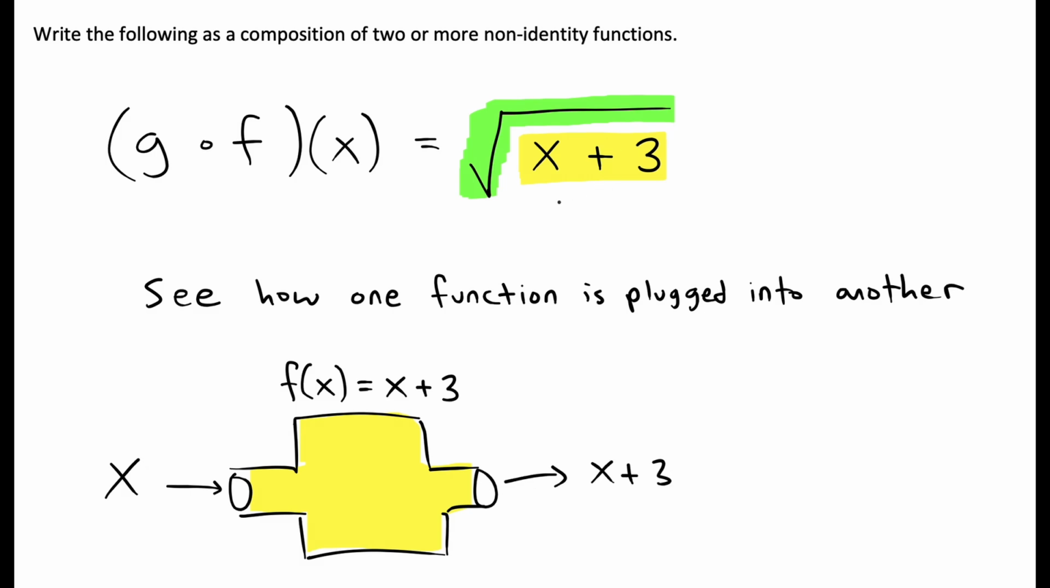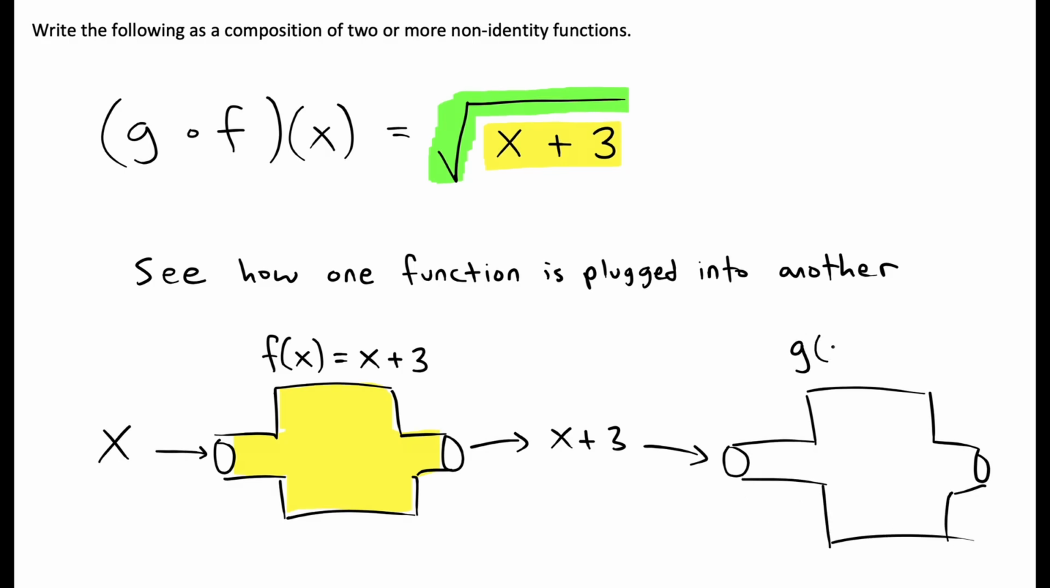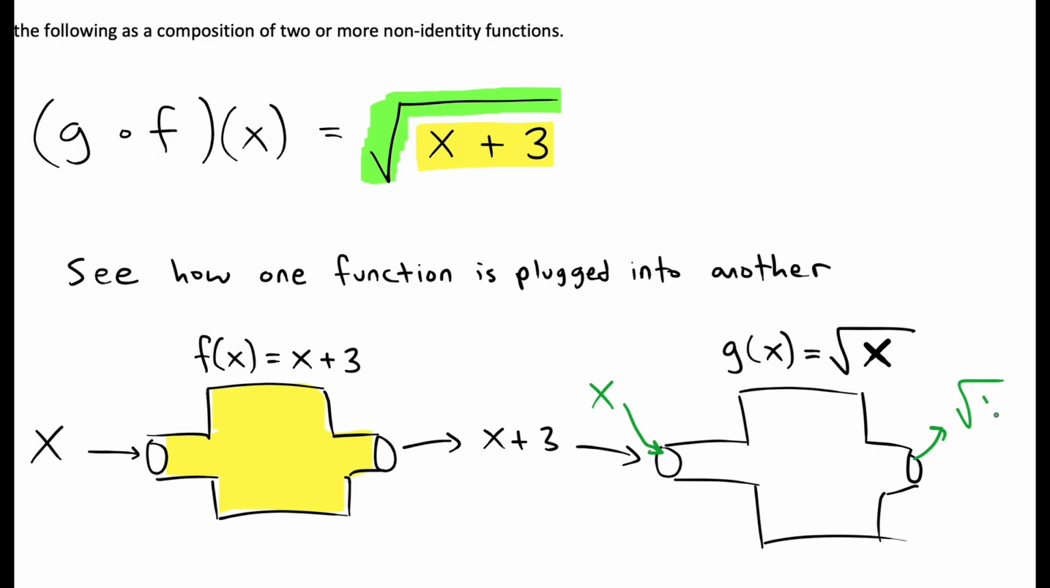But then, according to order of operations, after we do the addition of 3, there's going to be a square root taken. And so that could be thought of as another function machine doing a square root on an input. This machine could be called g of x, and it's going to be taking a square root of an input. But when we write function notation, we let the input be x. And so this function would be called g of x equals square root of x. So if you put x in on the left, then what comes out is square root of x.